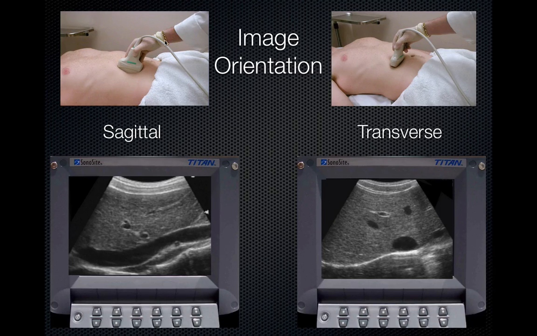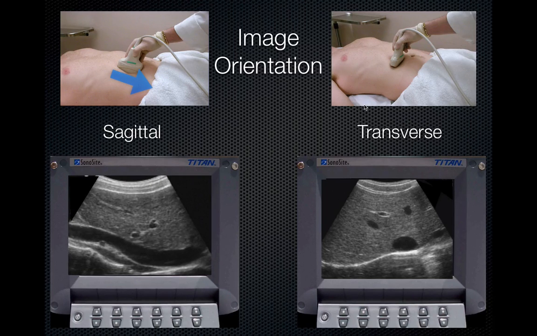Remember, the indicator is on one side of the probe. In the sagittal view, by convention, the indicator is towards the head. In the transverse view, by convention, the indicator goes towards the right. If you flip the probe, the image will flip.